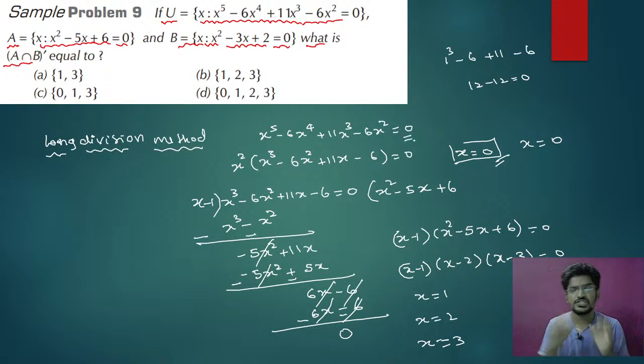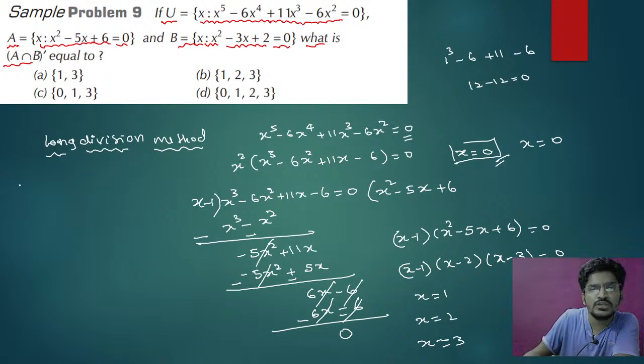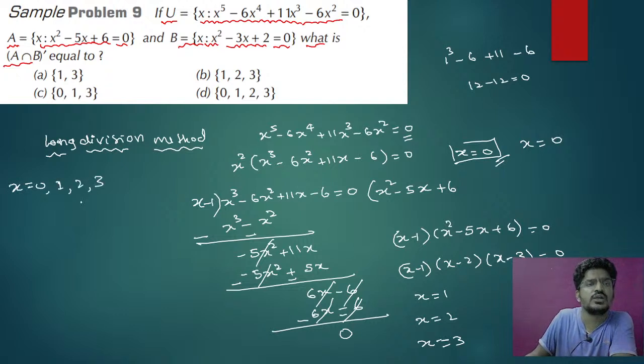So my dear students, all these long division methods have to be perfect for you. They should be on your fingertips, then only you can do something, because we have to go through these things fast, then only we can solve the problems. So be perfect with the long division method and all. Now you just see, you got x equal to 0, x equal to 1, x equal to 2, x equal to 3. This is the set U.